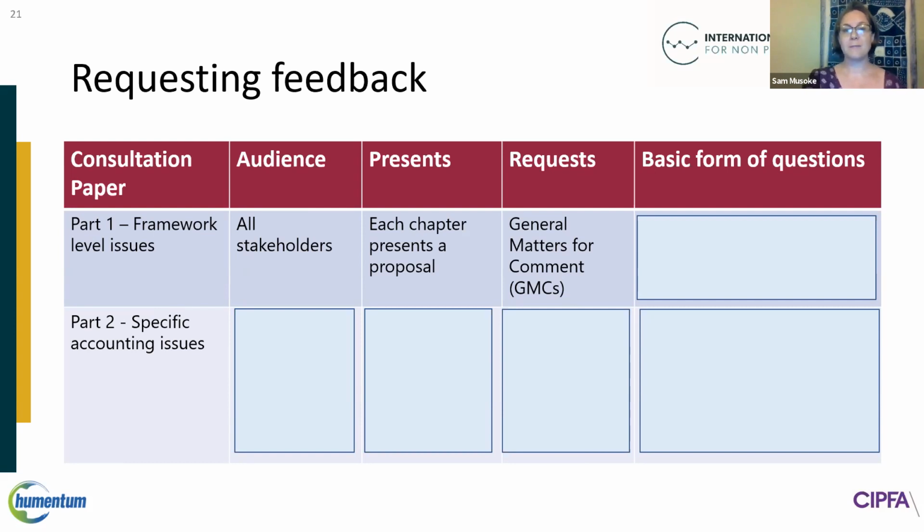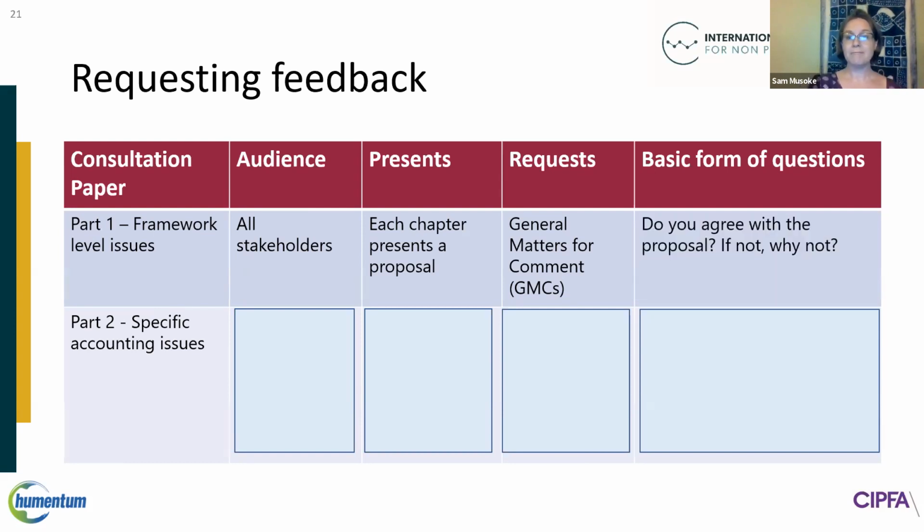So you're invited to comment on the general level matters presented in the chapter. And the questions take this basic form. Do you agree? If not, why not? And in that sense, the question's open, there's room for comment, but it's also structured. And you need to have read it, really, before you can answer the questions and submit a comment on it.